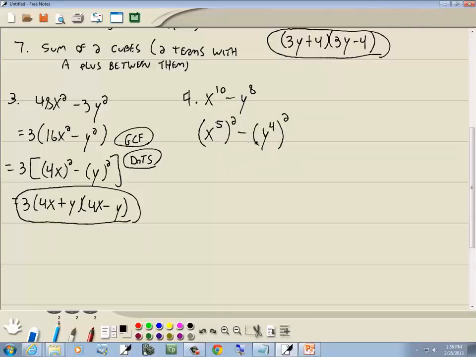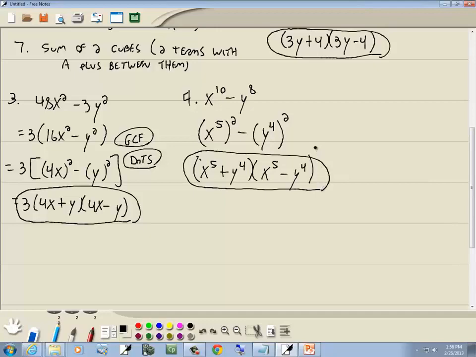So we wrote it as something squared minus something else squared. So we'll take what's inside our first set of parentheses, we add what's in our last, and take what's inside our first, and we subtract what's in our last. And that would be our answer.